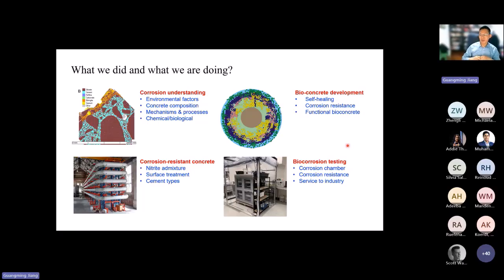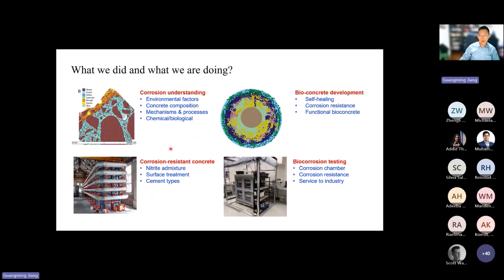Because we only have about 10 minutes, I will give a very quick overview of what I have done in this field. I started as an environmental engineer, and I only started this research about 15 years ago after my PhD. There are 4 aspects. The first part is understanding the corrosion of the concrete, looking at the impacts of environmental factors, the concrete composition and the properties. So it's those 3 elements related to the MIC.